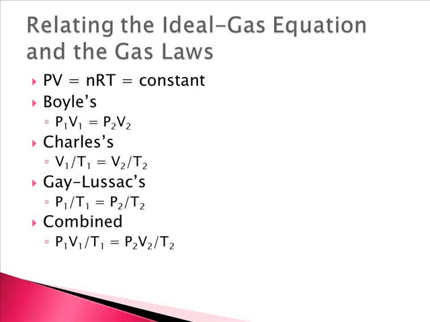Now we can take the ideal gas law and relate it back to the other gas laws that we've looked at. Boyle's law, pressure times volume is a constant. And if we change the pressure, the volume will also change. And if we keep the temperature the same, that constant's the same. So pressure 1 times volume 1 is a constant. Pressure 2 times volume 2 is a constant. Well, those two constants are the same. And if you think back to geometry, if A equals B and C equals B, A equals C. So in this case, if P1V1 equals a constant, P2V2 is a constant, P1V1 equals P2V2.